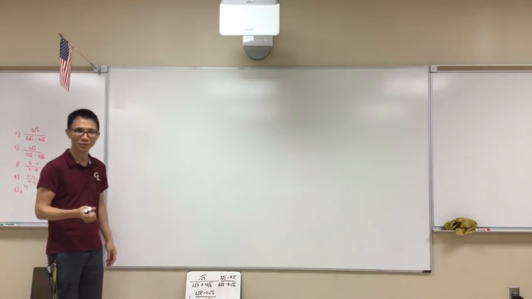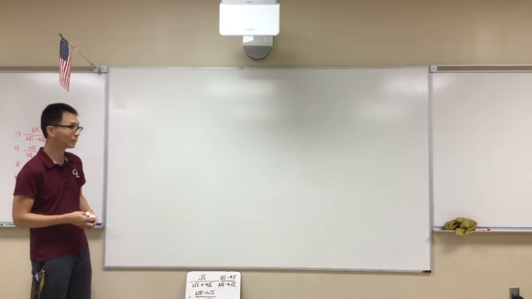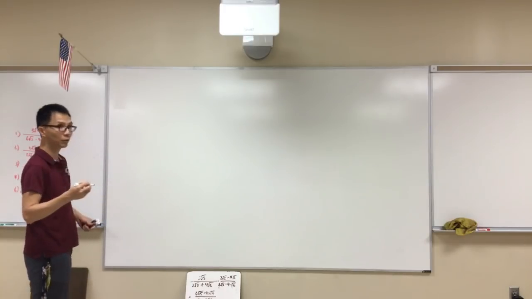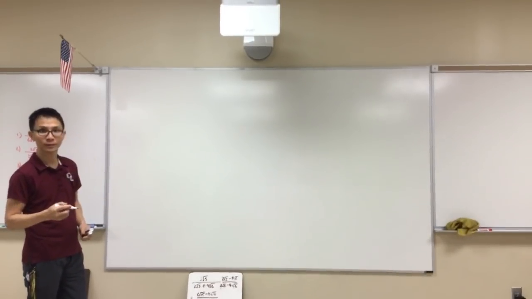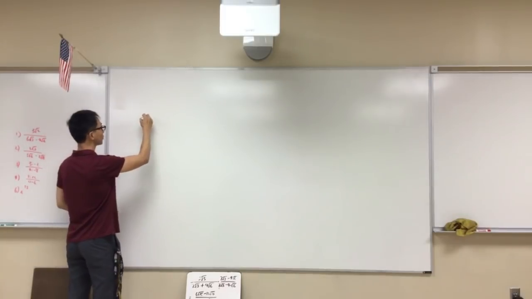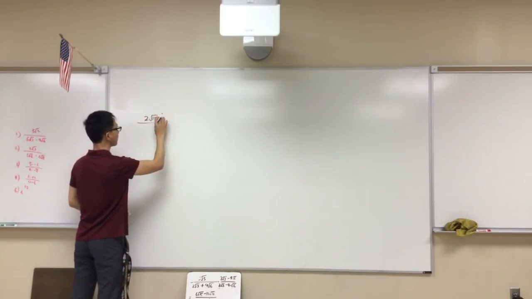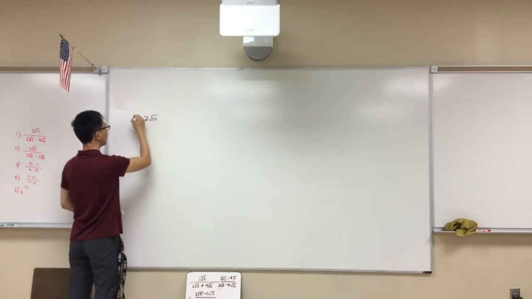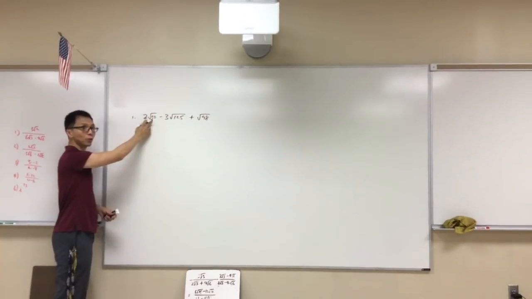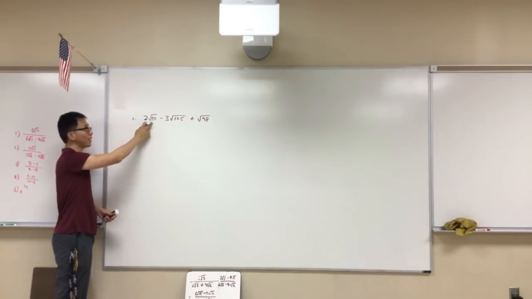Alright, what's the first problem? For review: 2 radical 50 minus 3 radical 50, just the first problem, there's no division. Okay, we're gonna take out as many things as possible inside a radicand.